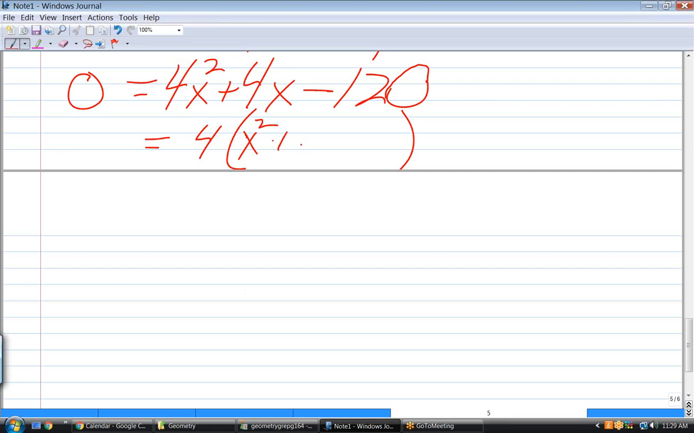plus 4x minus 120. Hold on. Is 4 times 4x that term? No. Okay. So just go back and times x, or plus x. There you go. Okay. Always do that check. Don't just write something down and go on. Because you're not going to be able to catch your mistake when you're done.